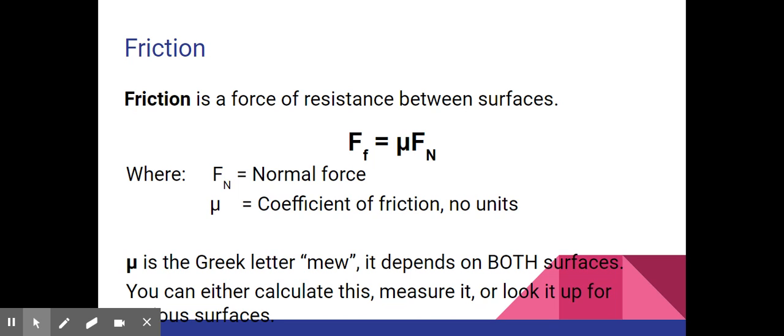So mu depends on both surfaces. You can calculate this if you know your frictional force and your normal force, or you can look it up for various surfaces. So like rubber on linoleum would be your foot on the floor, or steel on ice would be an ice skate on ice, or rubber on blacktop would be a car driving. So you can find and look up a lot of these coefficients of friction, or you can calculate them.